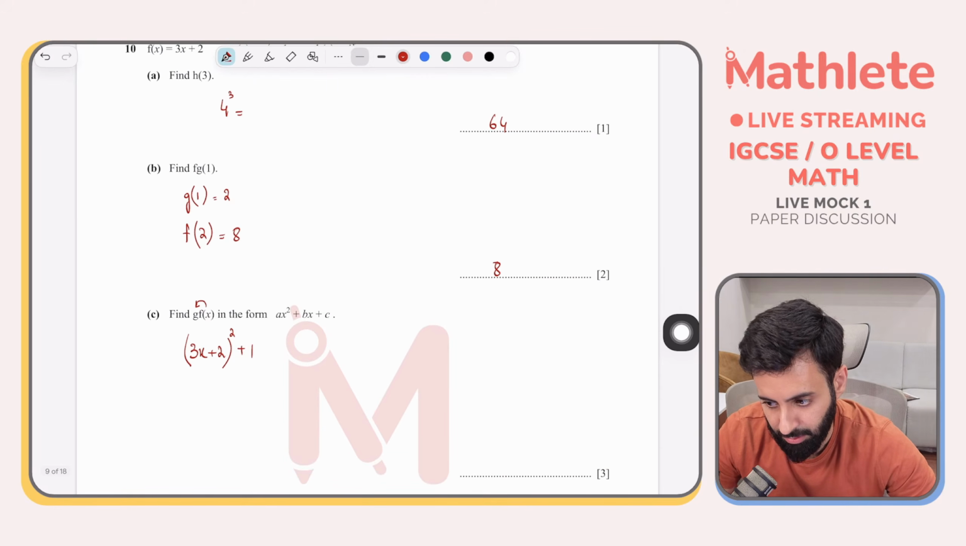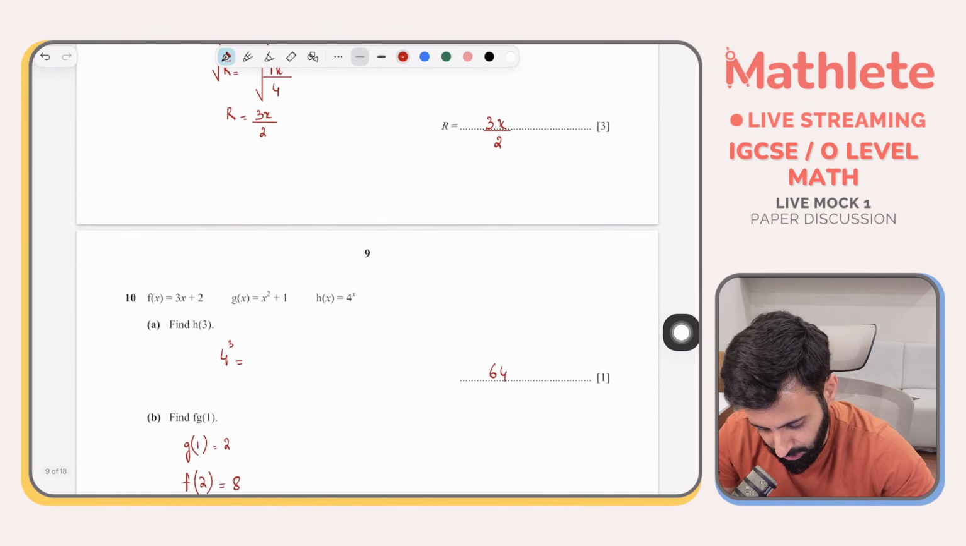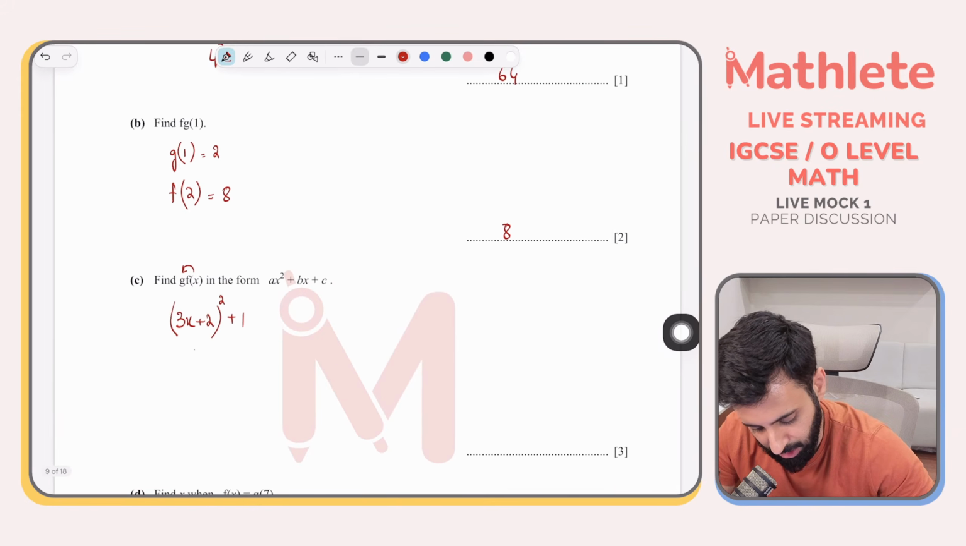So I wrote 11 instead of 9. Will I get 0 marks? Of course you'll get 0 marks. Okay, don't be too generous.